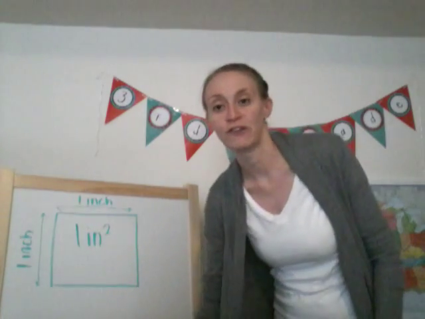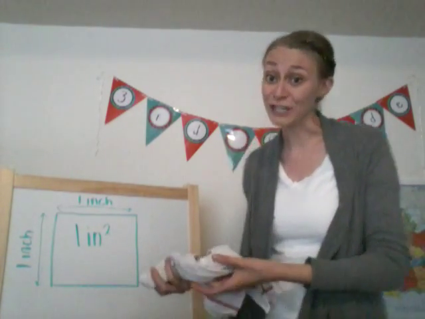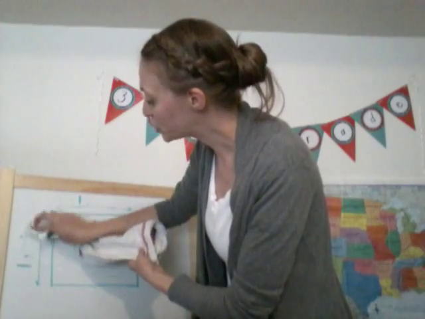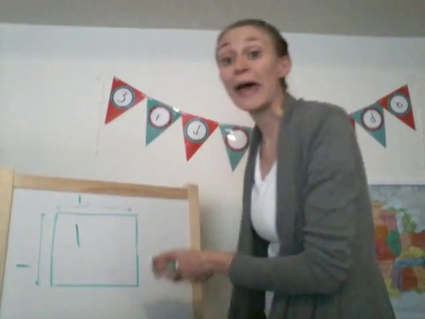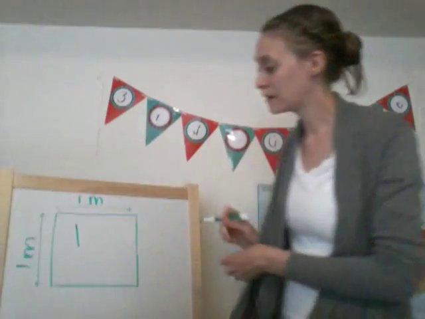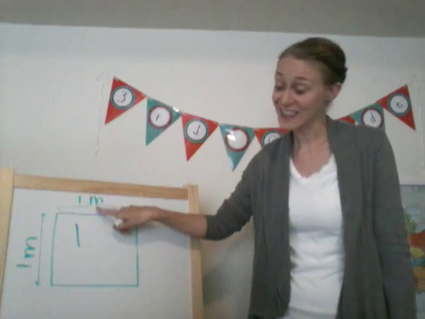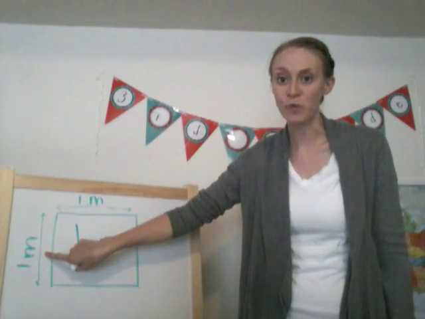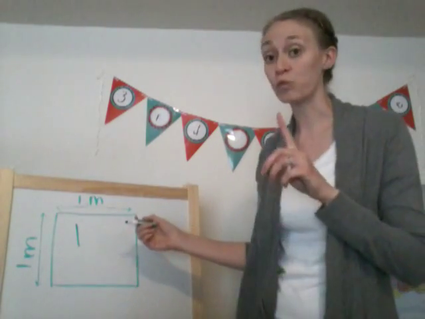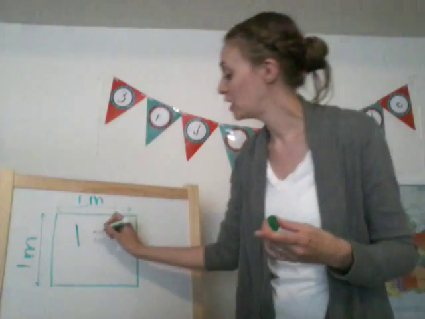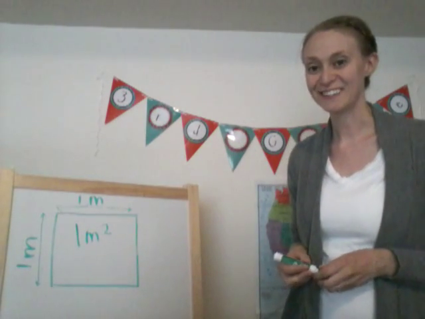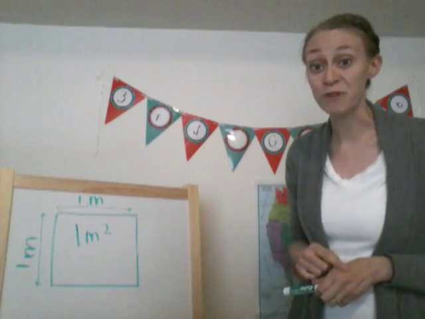Now let's look at that with a different form of measurement. We can also do that with meters. So if we change a little bit to look at meters, we have 1 meter for our length, we have 1 meter for our width, and we know, once again, that 1 times 1 is 1, and since we have 1 meter times 1 meter, we have 1 meter squared. Is that making sense?